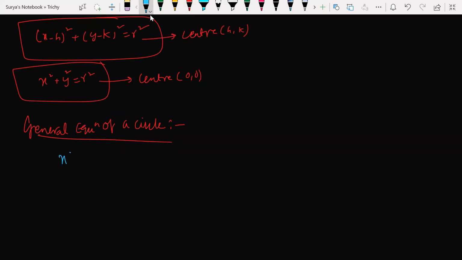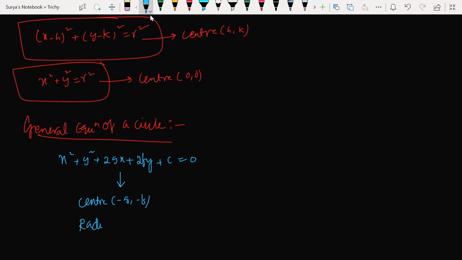Okay, so general equation of circle is what? x square plus y square plus 2gx plus 2fy plus c is equal to 0. This is the circle, and if I'm not wrong, we have done this as well. Am I correct? Yes. So this is the general equation of a circle, and what is the center of this? Minus g comma minus f. I have proven this as well, right?